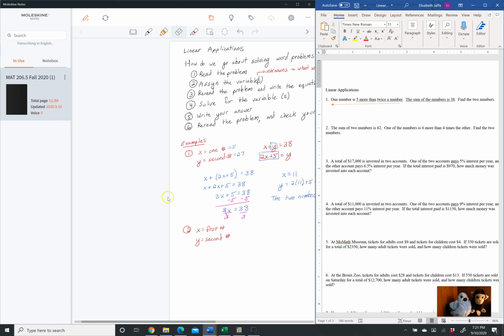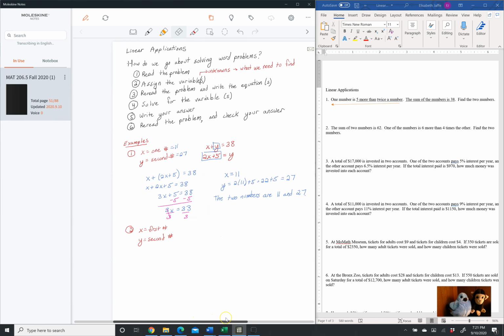Okay, so we found that. Now we want to find the equations. So we're going to reread the problem. The sum of two numbers is 62. One of the numbers is 6 more than 4 times the other. So we have two sentences. Sum of the two numbers is 62. Okay, that gives us our first equation. Sum is addition, so x plus y is 62.